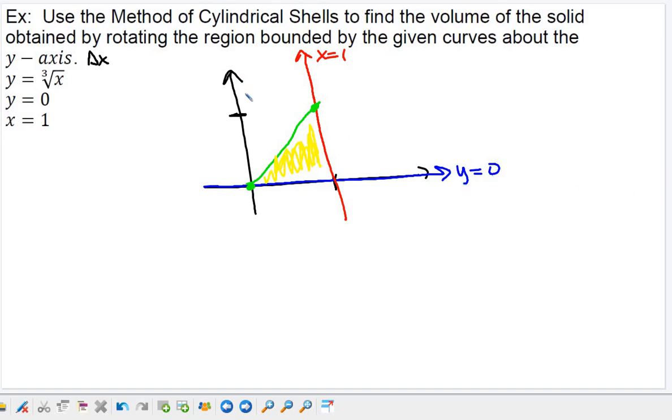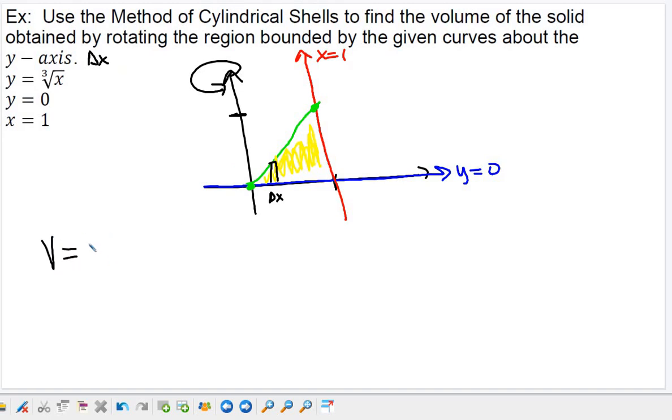And we are going to rotate about the y-axis, so this direction. Okay, so again, that means that my thickness runs this way. So when I rotate around, I'm going to get these infinite cylindrical shells, right? These infinite empty soup cans. Okay, so that means delta x.